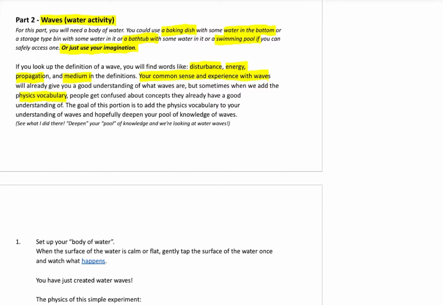Take your time and go through here, but if we work through it well, then those good concepts that are in your brain, we're just going to add physics vocabulary and understanding to, so we can deepen your pool of knowledge of waves. I was pretty excited when I typed that. All right, here we go.